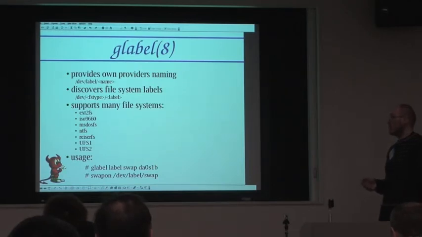Glabel also supports many file systems. When you use, for example, UFS with the -L option, you can label your file system, and this will appear in /dev/ufs/label of your file system. So it supports quite a lot of file systems, and you can just use the labels that were assigned to them. The usage is quite simple. You just label your GEOM provider and use the new name.